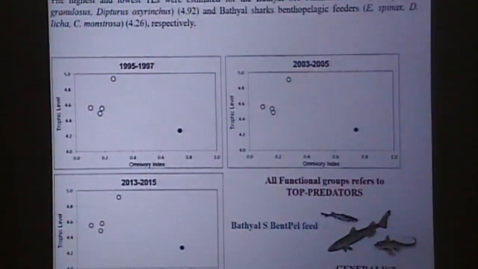Coming rapidly to the results, we confirm that all these functional groups refer to top predators, and the bathyal sharks benthopelagic feeders resulted more generalist in terms of diet and their involvement in the rest of the trophic web.